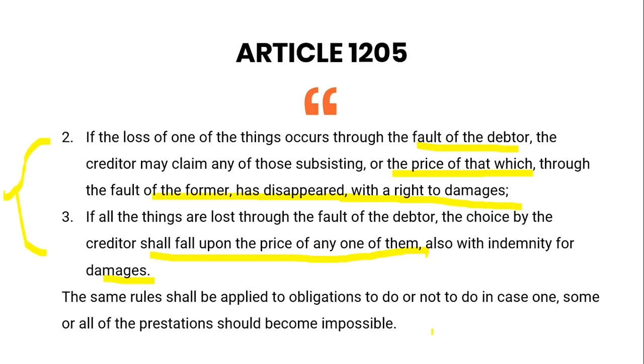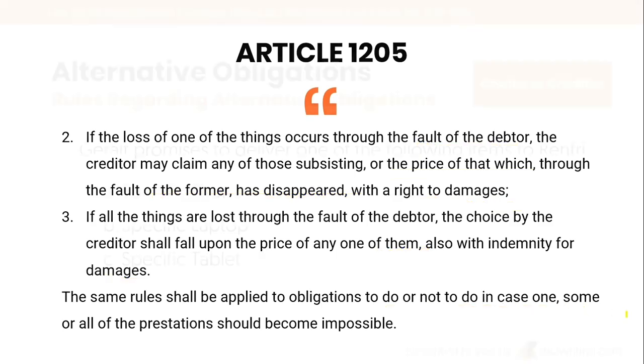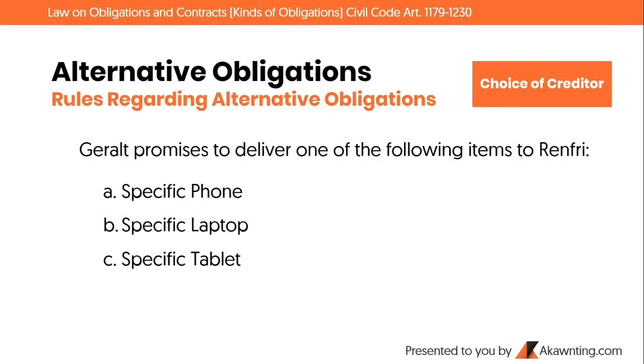The same rules shall be applied to obligations to do or not to do in case one, some, or all of the prestations should become impossible. So, kung mapapansin nyo guys, ang mga example natin dito ay obligation to give. Okay? Pero sabi nga dito, mag-apply din siya sa mga obligations to do and not to do. Okay? So, ayan. Punta na tayo dito sa ganun pa rin yung example natin, pero this time, choice of the creditor.